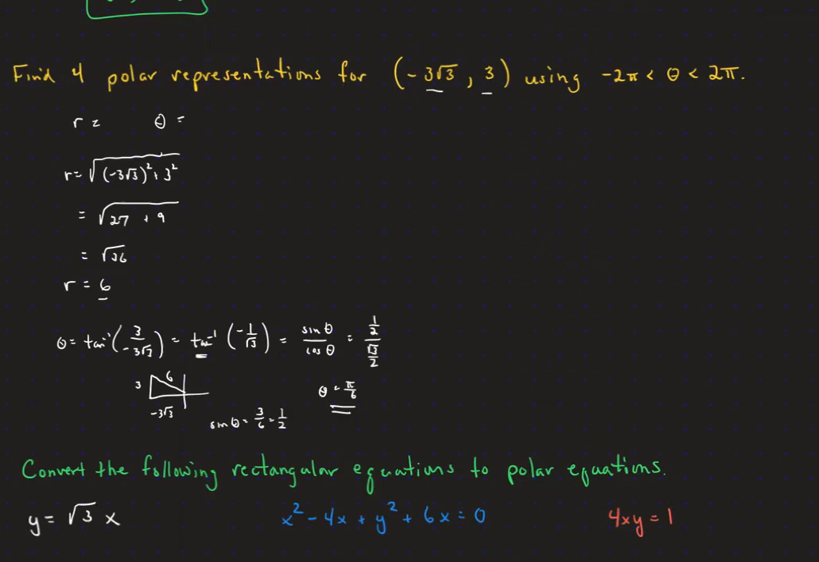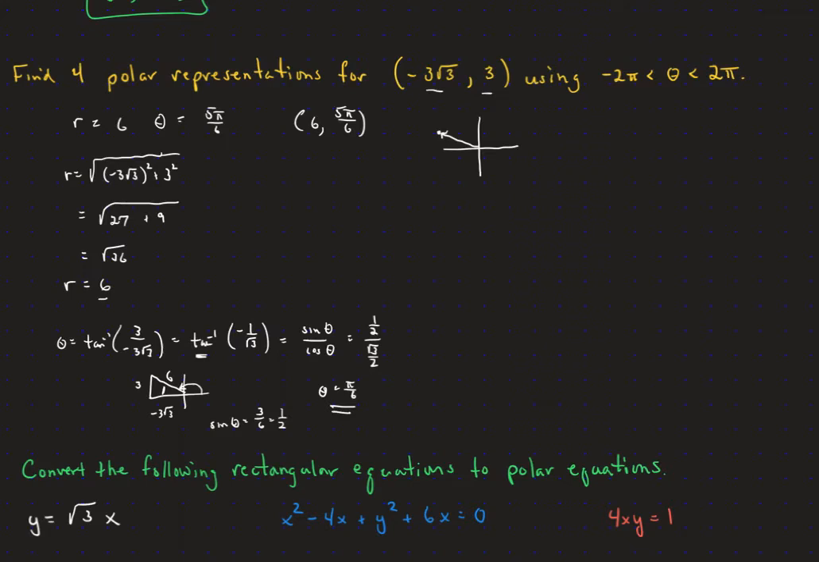But we are in quadrant 2, so if the reference angle is pi over 6, that's going to make our angle theta actually be 5 pi over 6. So one set of coordinates is going to be r is 6 and theta is 5 pi over 6. And I'm going to draw a picture there. That's getting us to this point over here that's in quadrant 2.